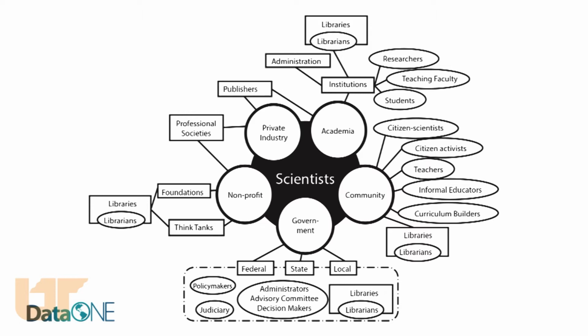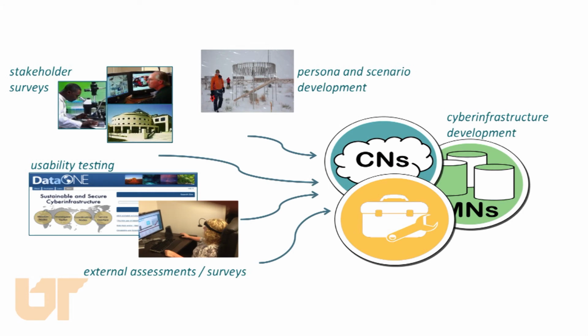Another essential element is building community. This stakeholder network illustrates how scientists are the center of activity and the important role that information professionals play. The UT DataONE team is actively involved in helping to build an understanding of the community, its behaviors, and its needs. We've published results of these studies and have seen the results used to inform all aspects of the cyber infrastructure development.